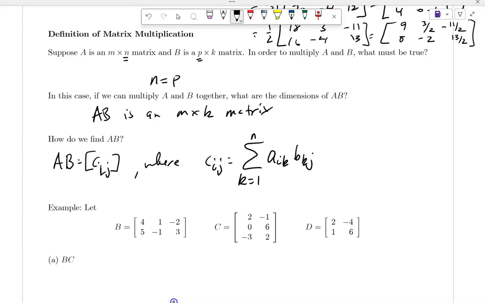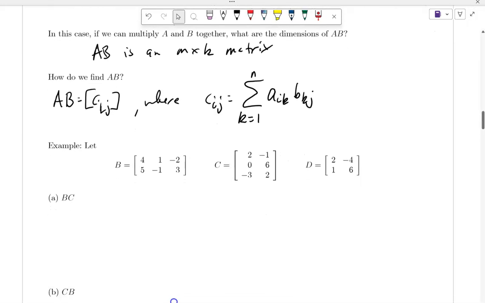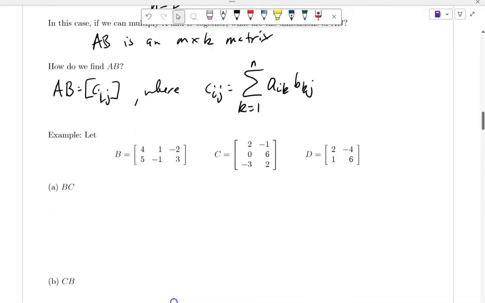So let's do a couple of examples, to make sure we understand how that works. I want to do b times c here. First, what's the dimension of b times c? What's the dimension of b to start with? It's 2 by 3, and c is a 3 by 2.